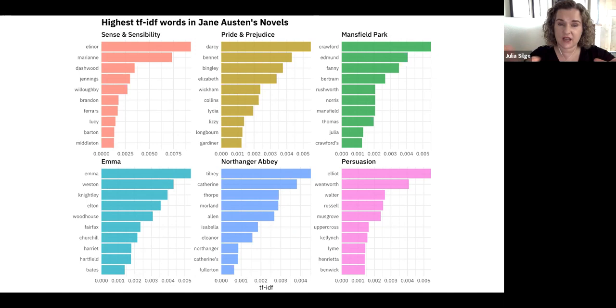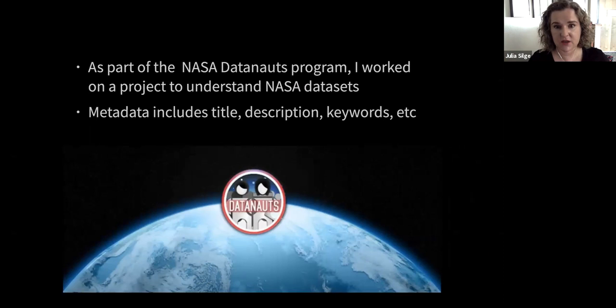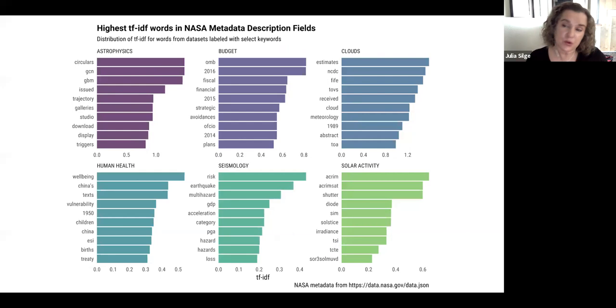Here we computed TF-IDF for really long documents and only six of them, but TF-IDF is flexible and can be applied to lots of different kinds of documents. For example, I worked with a data set at NASA that was like a data set of data sets. I worked with the metadata, like the titles and the descriptions of the data sets, and I computed TF-IDF of those. Again, this is pretty quick and easy and fast to compute. This is very different, though. Instead of six really long documents, this is thousands of really short documents. But we see that it works here as well.